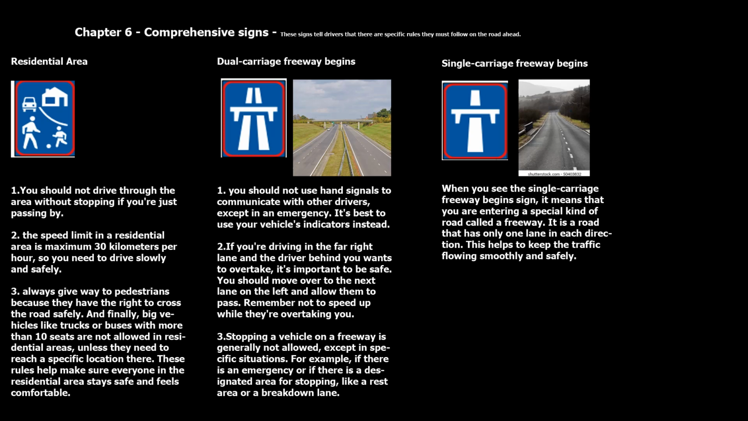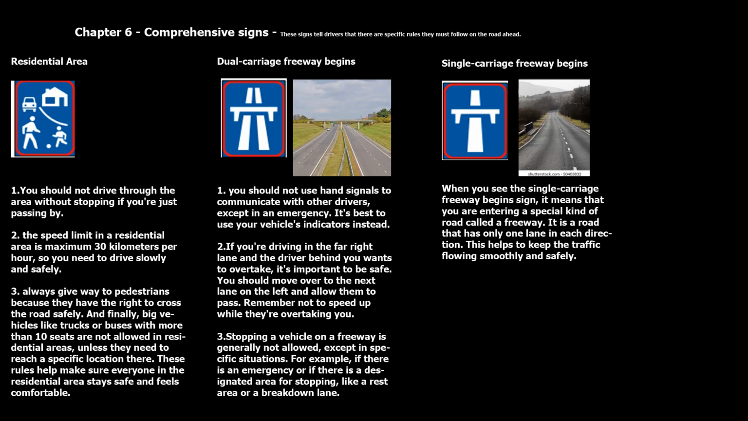So welcome to chapter 6 when we're looking at comprehensive signs. These are just signs that tell you as a driver that there are specific rules that you must follow on the road ahead. In this case, let's look at the residential area.